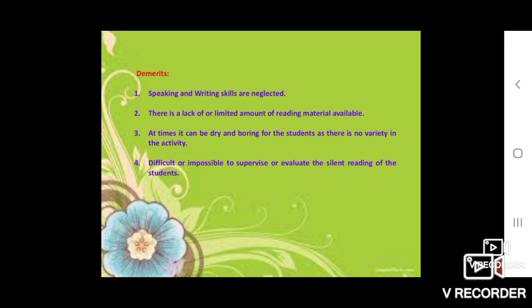So it is difficult or impossible to supervise or evaluate the silent reading of the students. There is no specific means by which we can evaluate whether the student is reading particular content silently or not. Is he able to pay proper attention? We cannot imagine. It is really impossible. These are some demerits of this Dr. West new method.